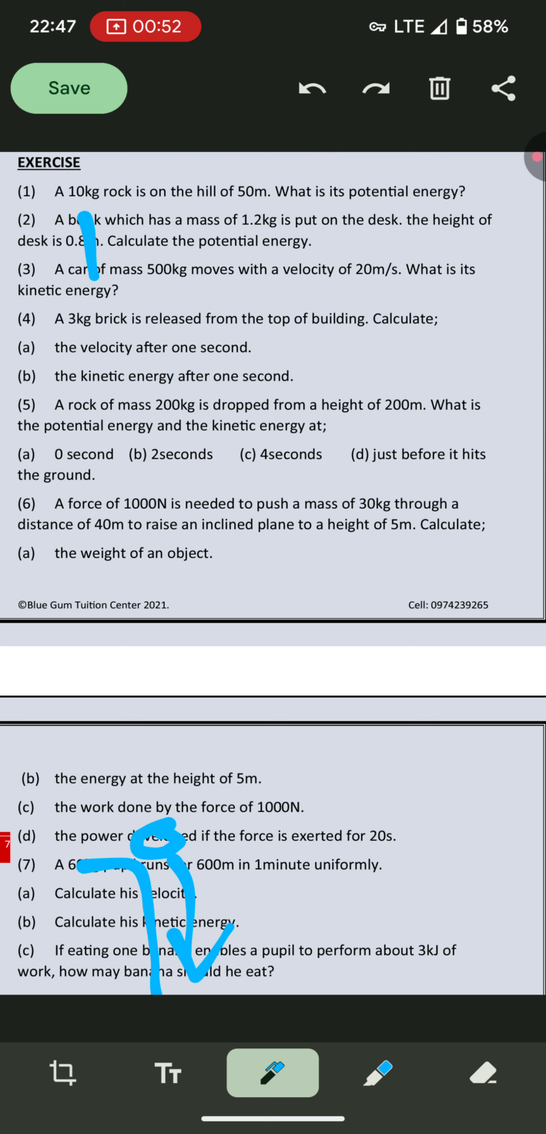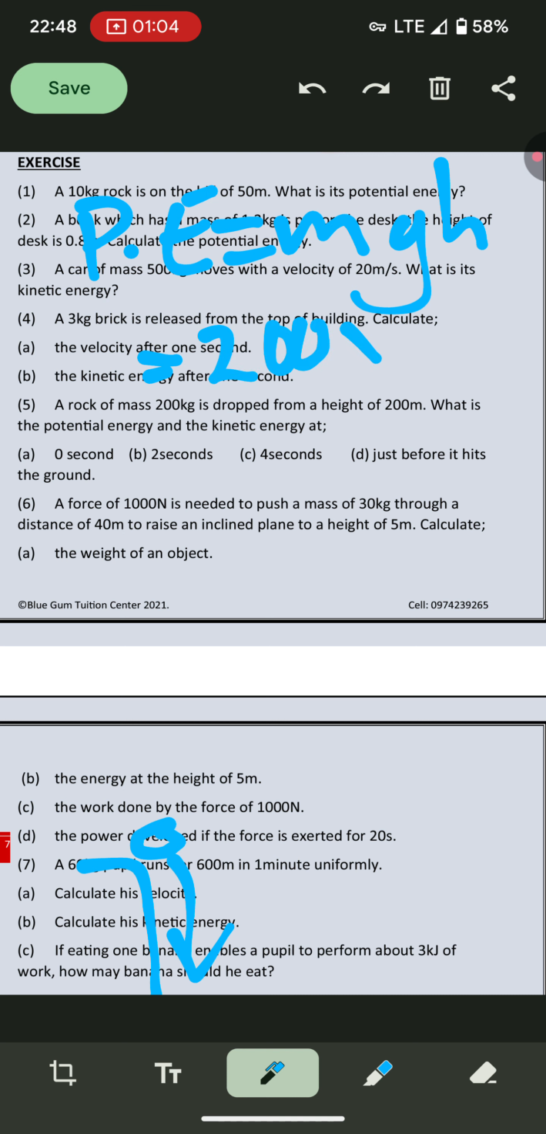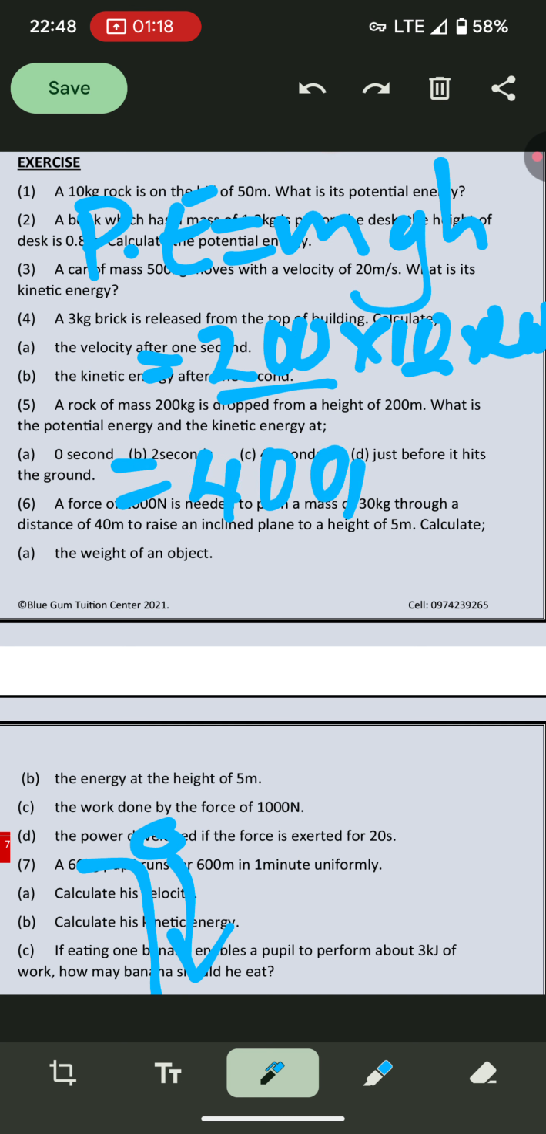So potential energy is easy to calculate. We just say potential energy is equal to mgh, right? So m, we know is 200, right? Is it? Yes. G is 10 and height is also 200. So 200 times 10, 2000. 2000 times 200, it will be 400,000 joules. Okay, let me just confirm. 200 times 10, 2000. 2000 times 200, 400,000. Yes. So this is the potential energy.